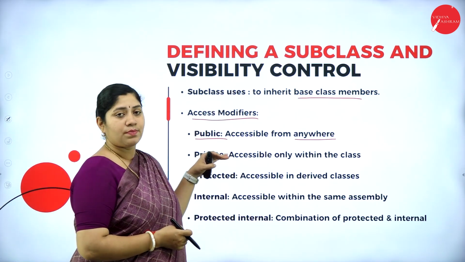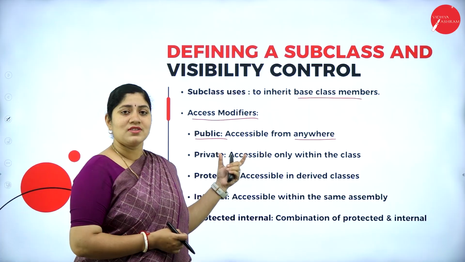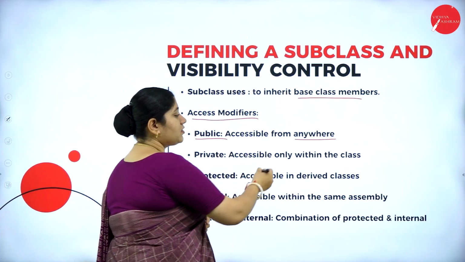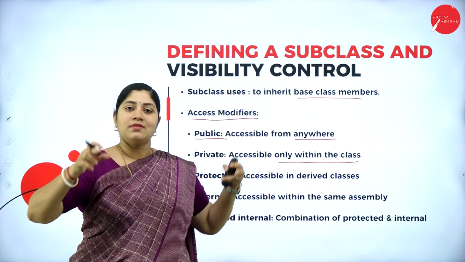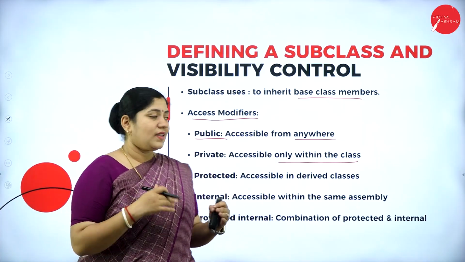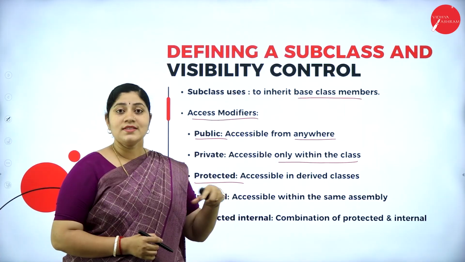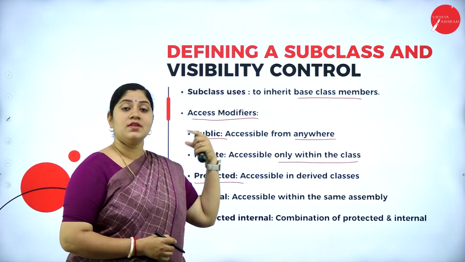Up next is private. As the name itself says, it is accessible only within the class. It is very private to that part of code only. Next one is protected. This is accessible only by the derived class.